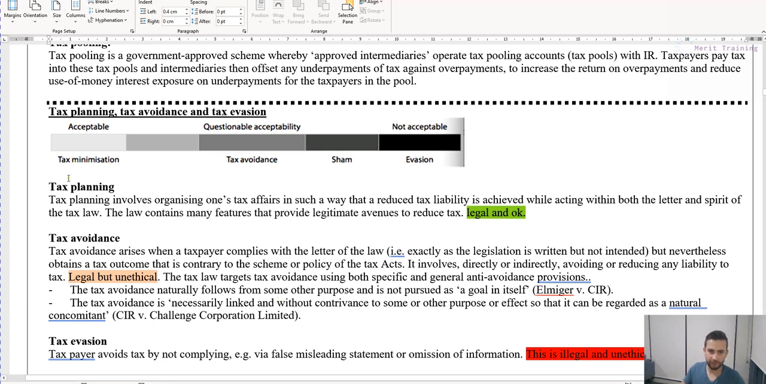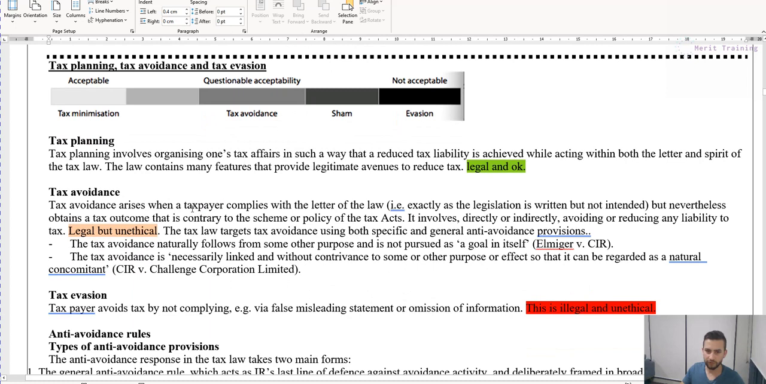Now, as you head further down the scale of legality and ethicality, you start getting into this gray zone, which is called tax avoidance. This is when you do follow the letter of the law, exactly as it says, and maybe there's a loophole in there, or maybe there's something that the legislators didn't think about, or maybe you're willfully ignorant to the interpretation of something. But either way, you might be legally following the law, but you're not following the intention of the law. This is called tax avoidance, and it is legal, but it's unethical.